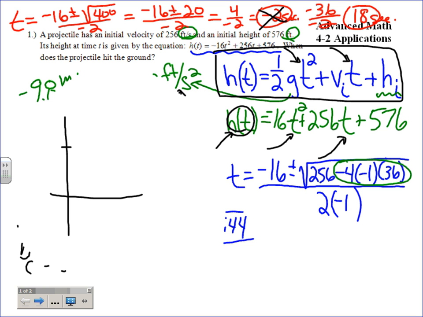Let's say 576 feet's up here, right? Let's say this is time. So as time goes over, the position changes, right? We know at time 0, it's at 576, right? We know at time 18 seconds, it's where? At height 0, right? Isn't that what we just solved? And apparently over here at negative 2, it's also at height 0. Is that possible?